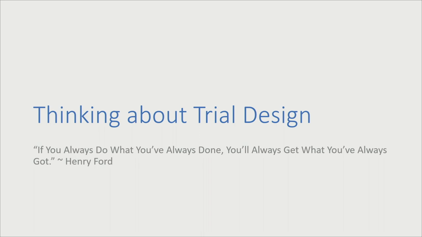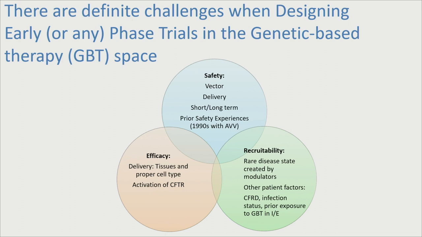There are definite challenges when designing early, or really any phase, trials in the genetic-based therapy space. There are certainly concerns about safety that even outweigh those in the design of modulators or other CF therapeutics. There is also a push to understand how we define efficacy on several fronts, and all that has to be balanced with the recruitability of an increasingly rare population, especially for the initial target of GBT and for non-modulator eligible patients, accompanied by other factors, including disease state, which may affect that. I'll also talk about recruitability of various populations which may be enriched for this in a few moments.